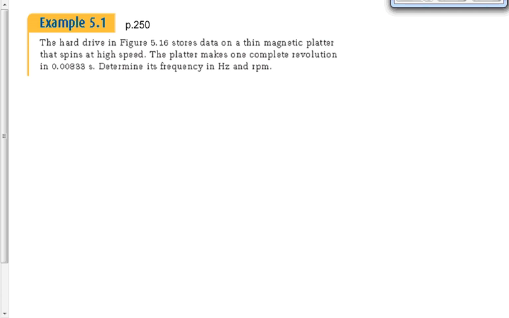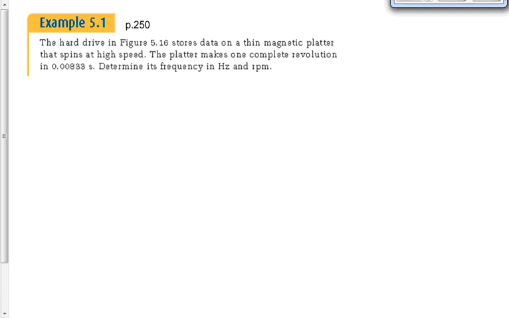What does RPM stand for? Revolutions per minute. It's a valid unit for frequency, just the same as kilometers per hour or miles per hour is a valid unit for speed. It's just not standard. Standard for speed is meters per second. Standard for frequency is hertz. We have to be able to get from hertz to revolutions per minute. And we'll show you how to do that in just a moment here, okay?